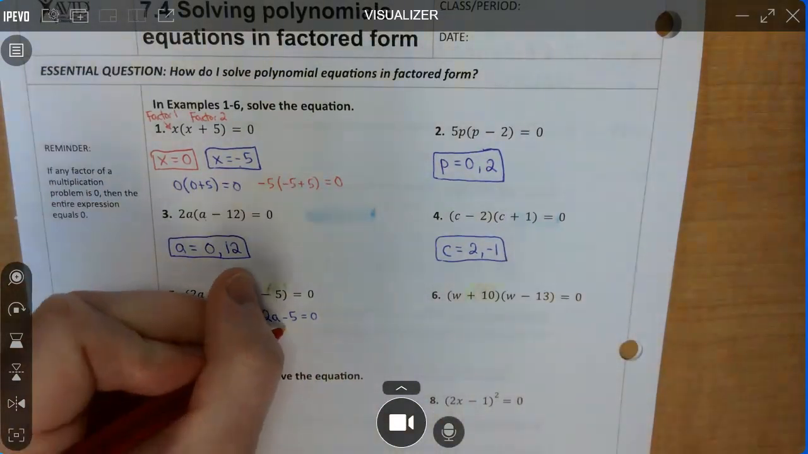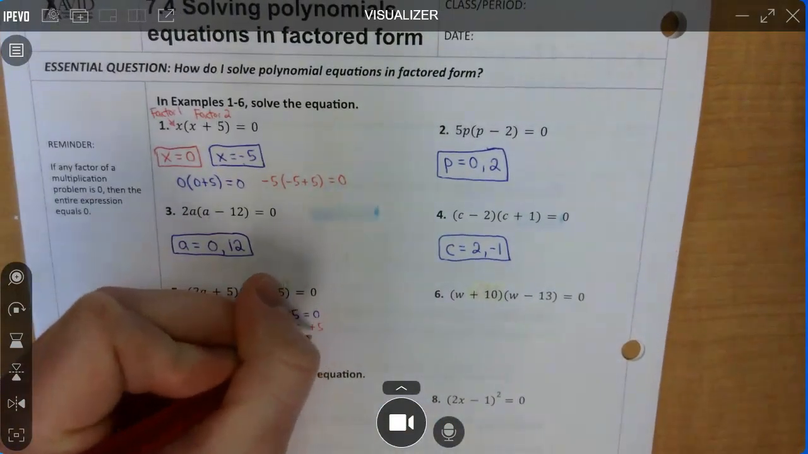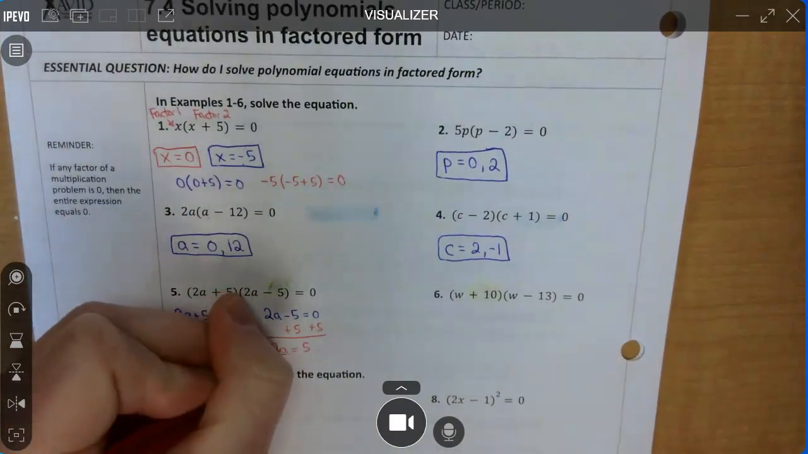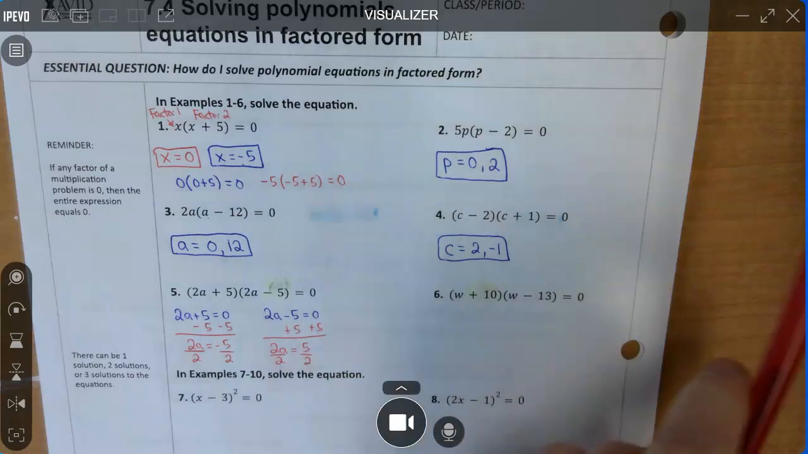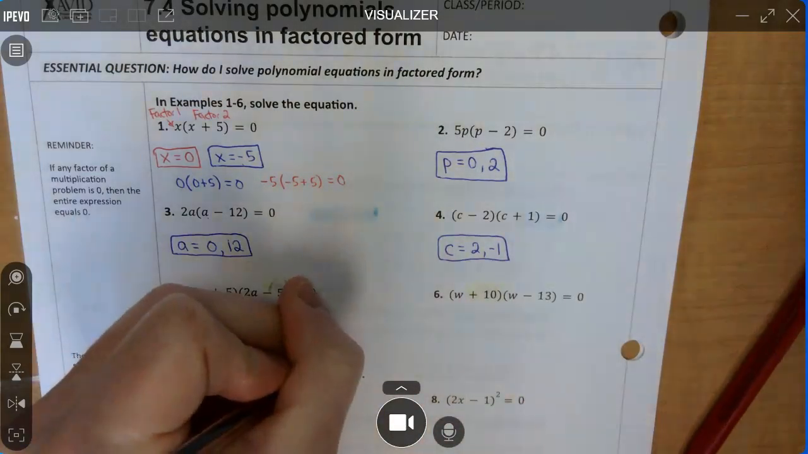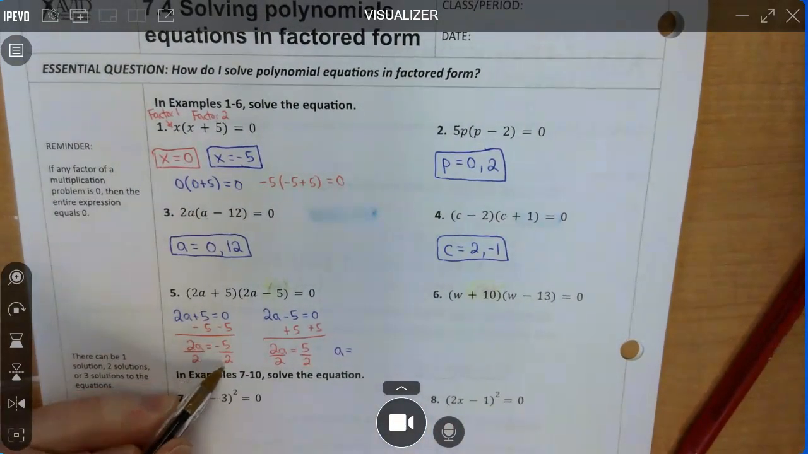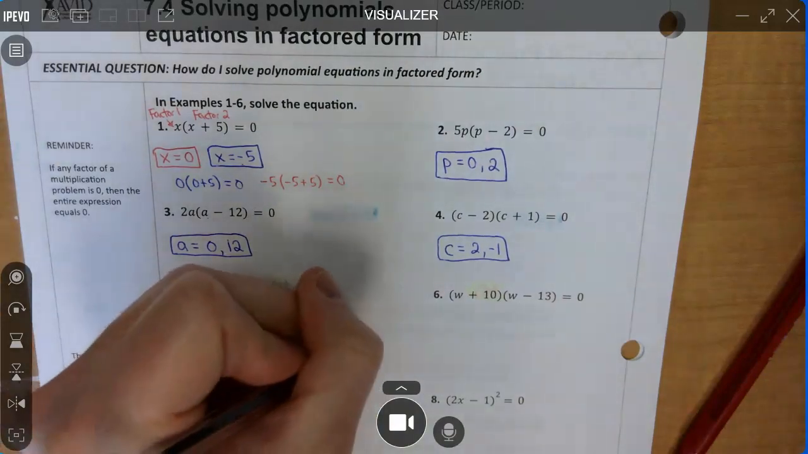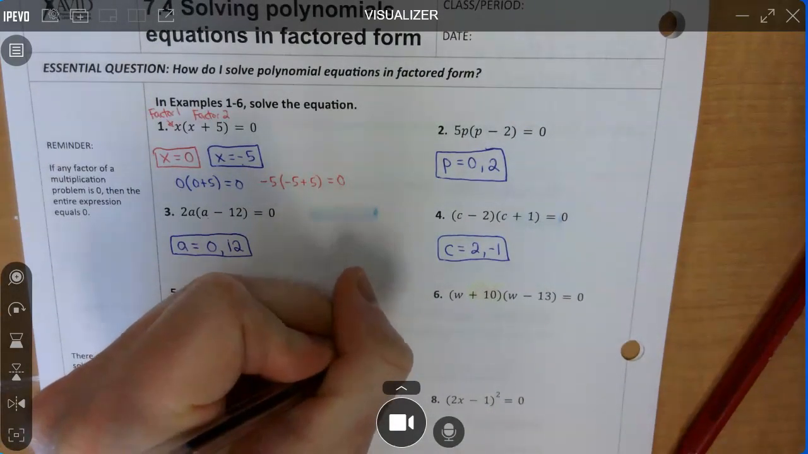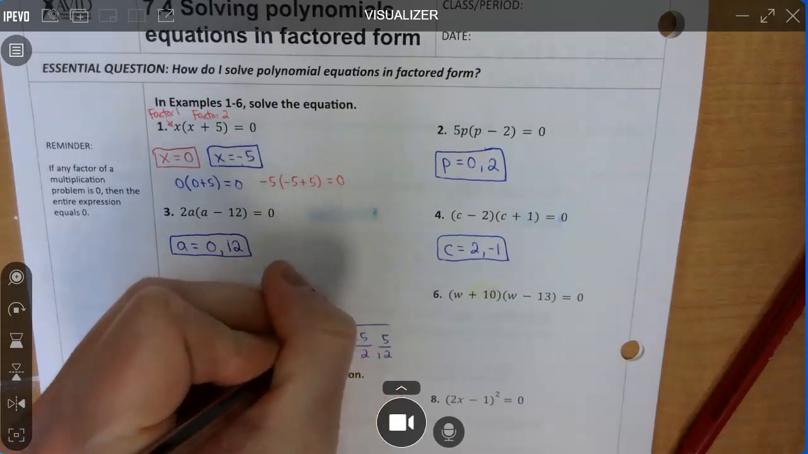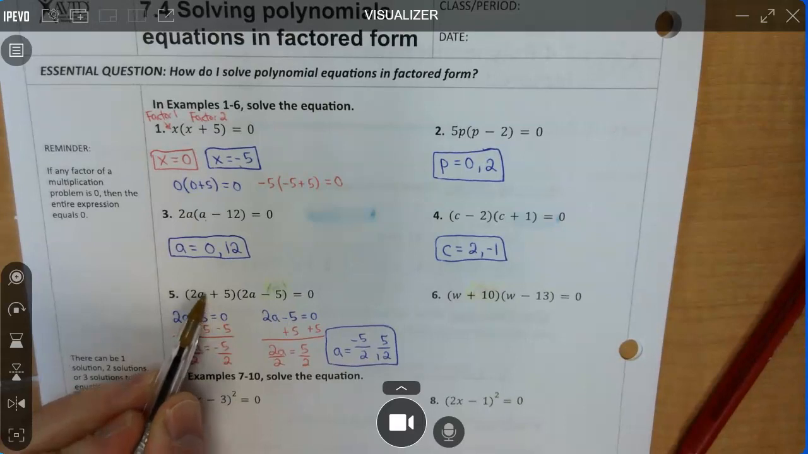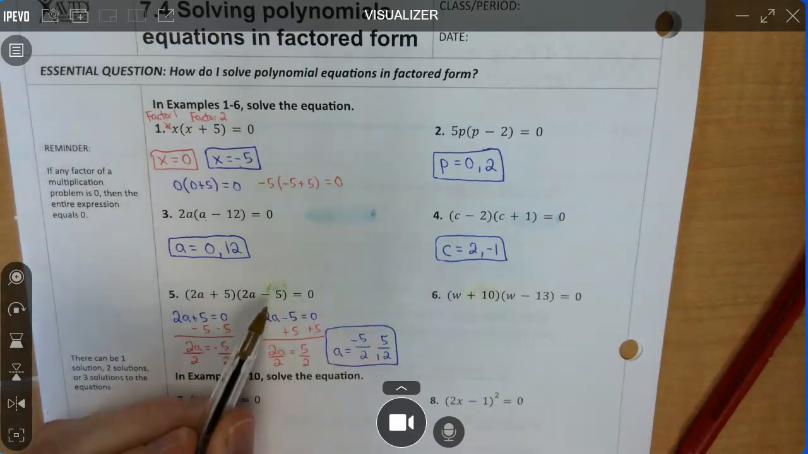I'm going to solve this one. I'm going to go plus 5, and I have 2a equals 5. Divide by 2, divide by 2. So my final two answers were when a is negative 5 over 2 and when a is positive 5 over 2. So both of those numbers work. One of them makes this binomial 0, the other one makes this binomial 0.